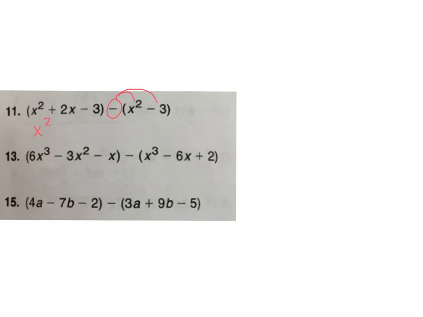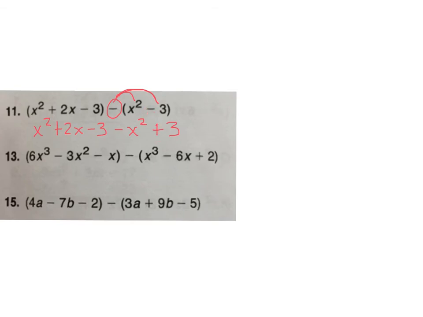X squared plus 2x minus 3. And when I distribute that negative, what do I get over here on the right? Negative x squared. And a negative and a negative gives you a positive 3. So now we are going to combine like terms. I distributed this negative here, and that's why I have a negative x squared. And I distributed this negative here, and since it was already a negative, it made it a positive, right?